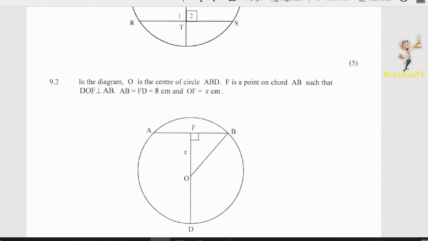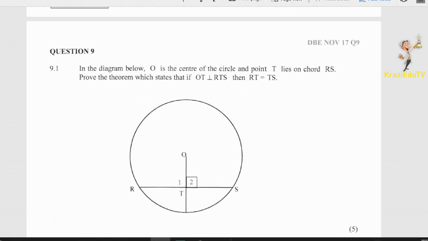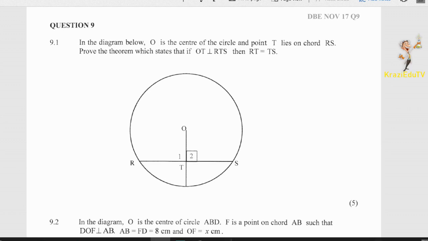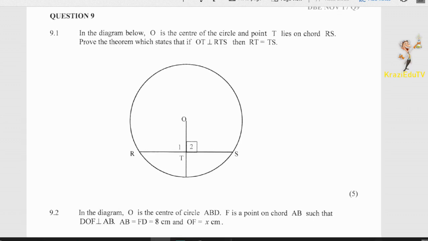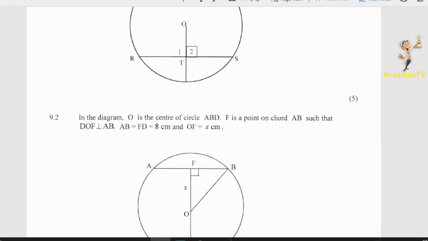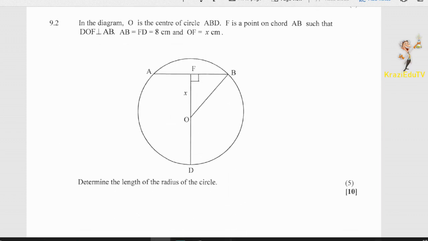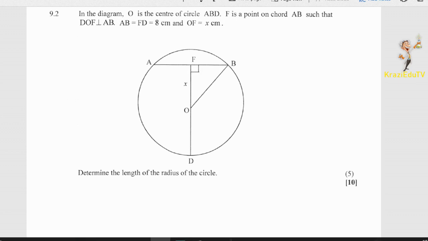Okay, let's try to check on this as well. And let's see. In the diagram, always the center of a circle. Alright. Prove the theorem, theorem 1. I'm just going to ask you to check on your theorems. We're just working through as many questions as possible. Determine the length of the radius of the circle. Just looking at all of this.